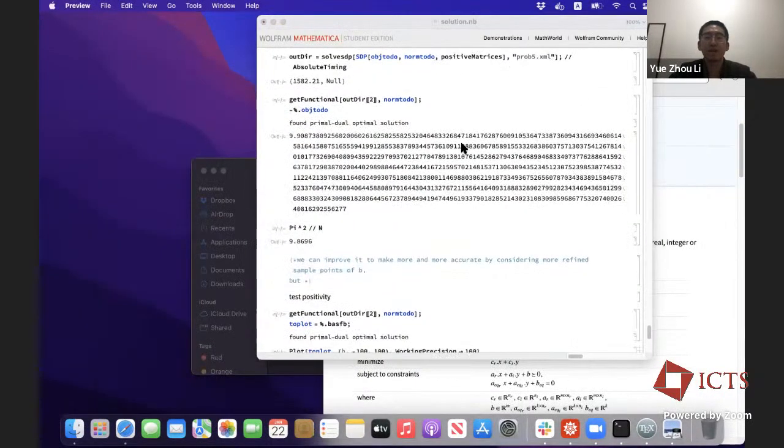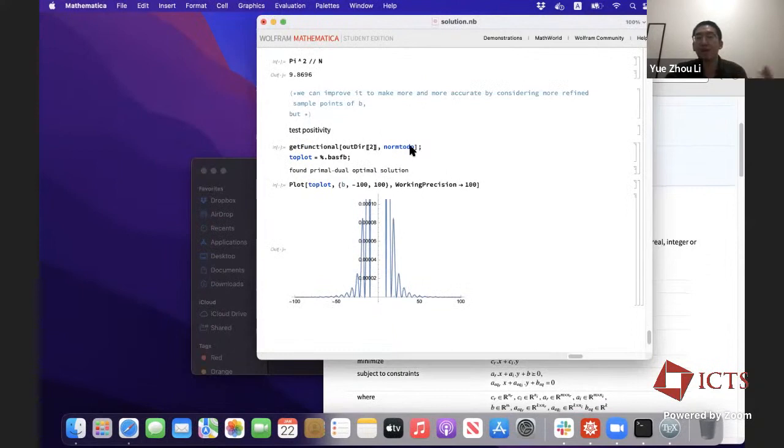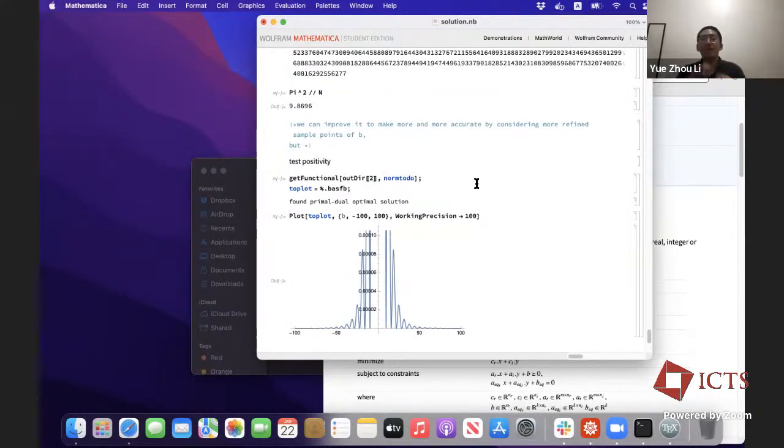Okay, are there any questions? That's all. And of course we can test the positivity. You can just extract the functional, extract the coefficients SDPB solves and dot the basis FB, and you search to see if it is positive for any B as well. So that's all. Hopefully I really demonstrated at least some basics of how to use SDPB. And that's all for my tutorial.